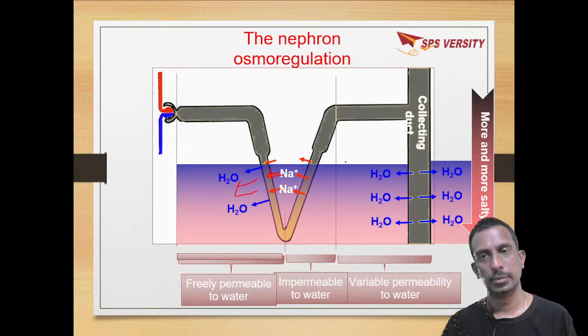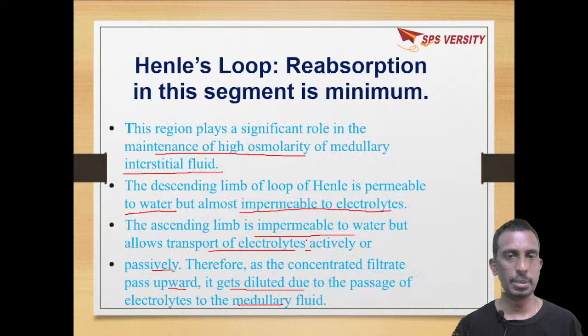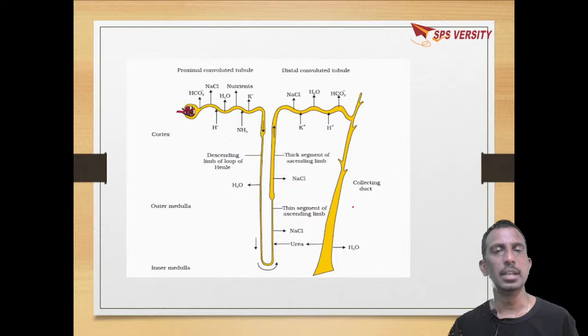Therefore, the concentrated filtrate passes upwards and gets diluted due to passage of electrolytes into the medullary fluid. That means as it is moving through the descending limb of Henle, as there is permeability to water, it becomes concentrated, but here there is no permeability to water in the ascending limb, that's why the concentration will decrease. So here you can see at each and every part which nutrients are reabsorbed and which are secreted.